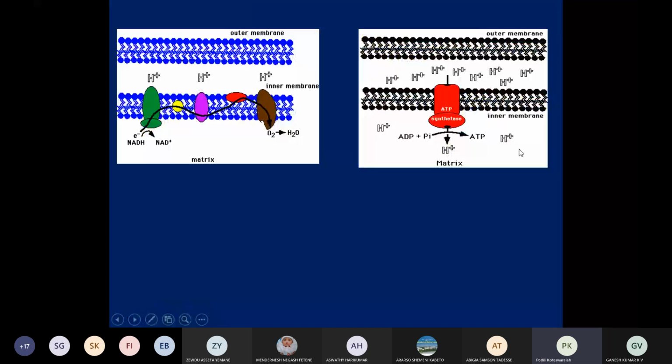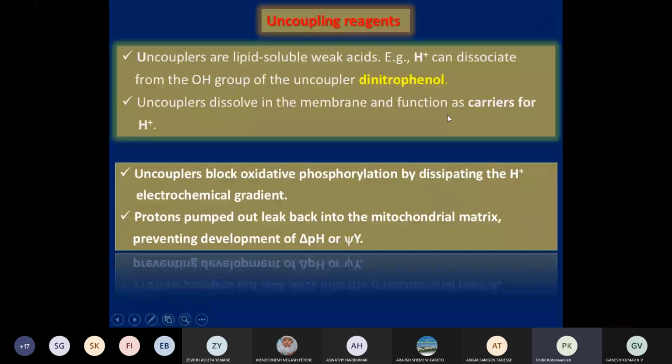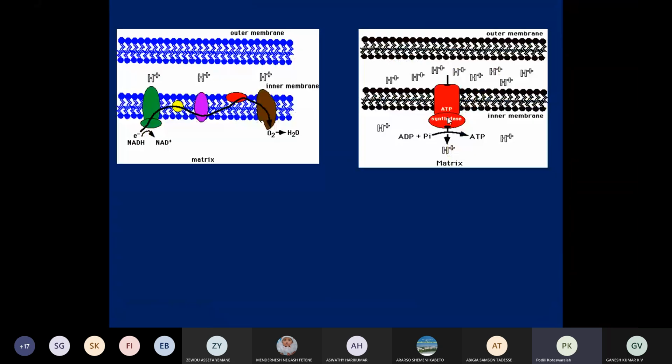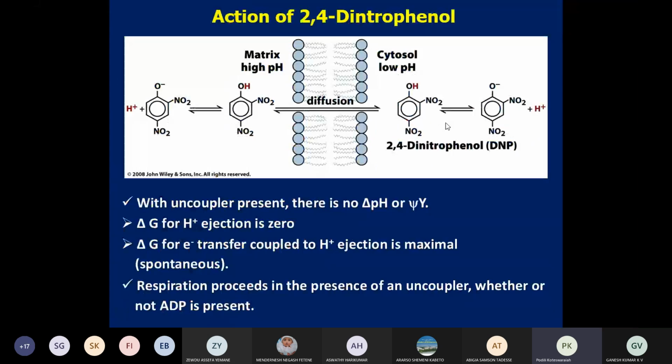Uncouplers are lipid soluble molecules. They dissipate the proton gradient across the membrane. As a result, the electron transport chain continues, but without ATP formation. One uncoupler is 2,4-dinitrophenol. As you can see here, 2,4-dinitrophenol takes the proton from the cytosolic side and releases the proton into the matrix side.